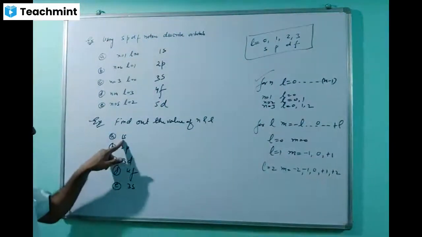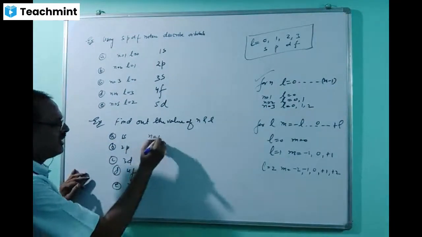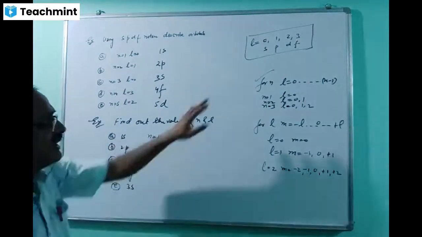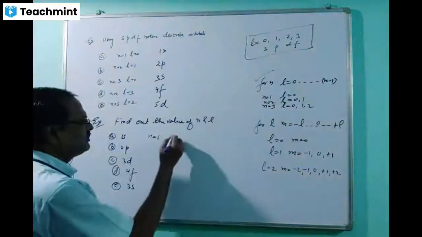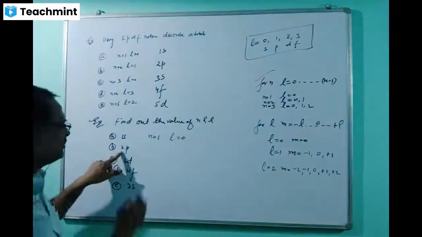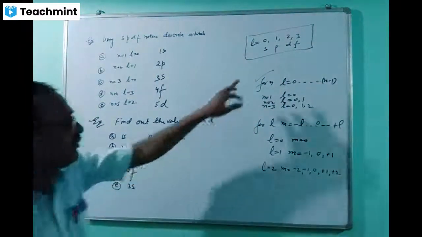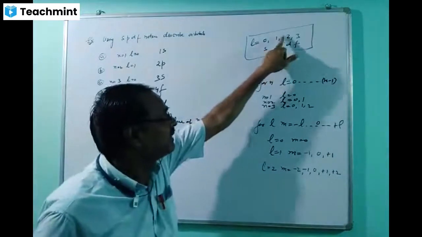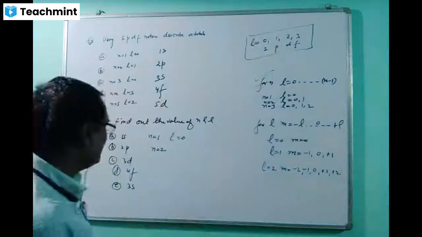Just to see, what is written is 1. So this is N. And for s, L is equal to 0. So this is N is equal to 1, L is equal to 0. Now, this is written 2, then N is equal to 2. And for p, what is the value of L? 1. So you write here 1.